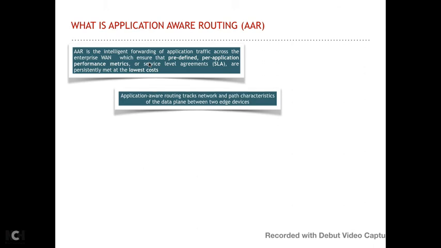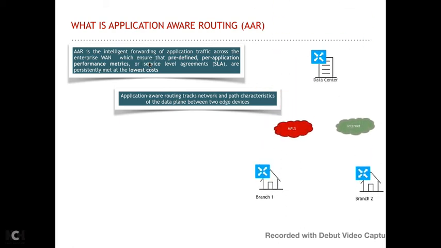What we say is that application network traffic, how it does this is it tracks the network and path characteristics of the data plane between your edge devices. It could be edge devices, in Cisco's world vEdge, or other SD-WAN devices. So it is tracking the network and the path characteristics. It could be jitter, delay, latency, and other stuff. So application-aware routing is more than what we do in a dynamic routing protocol, where we load balance the traffic between the links with the help of a metric or hop count or any other thing you can think about. So it does much more than that.